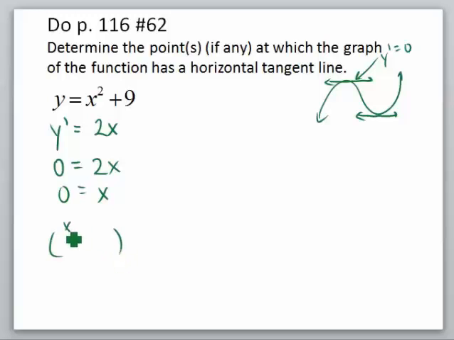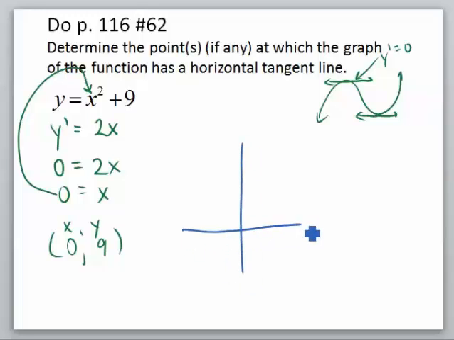Now every answer, when they ask you for points, needs an x, y coordinate. So you have your x coordinate. The way you get your y coordinate is by plugging back in for the original. So you have 0 plus 9, which is 9, giving the point (0, 9). What I want to do is take a second, though, and just sketch a picture of this graph.